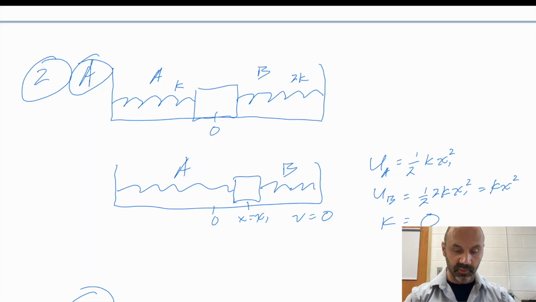Friends, now we're looking at question 2 of the 2025 AP Physics C Mechanics free response questions. This one involves some springs. You've got two springs on either side attached to a block, and one has spring constant K, the other 2K.